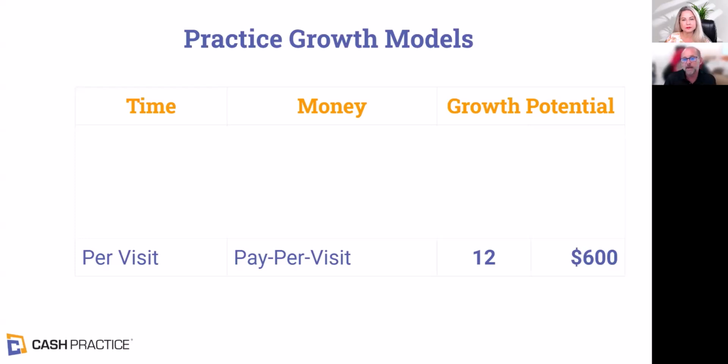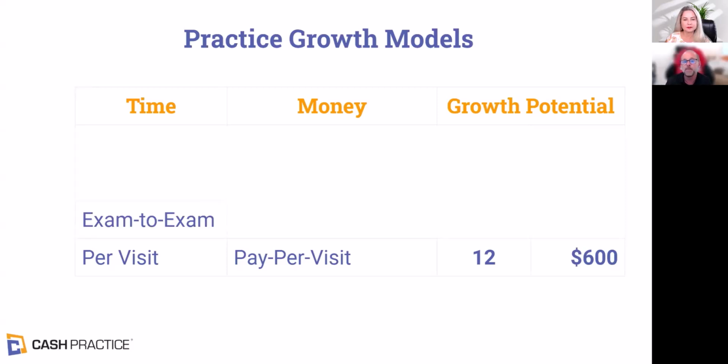So here's a practice where the time model is I'm seeing you visit by visit. Likely the goal of care in that practice is merely just pain relief. They're going to collect money one visit at a time. And because of that, they get stuck around 12 visits. And if they're collecting on average $50 a visit, they only generate about $600 from that one patient.